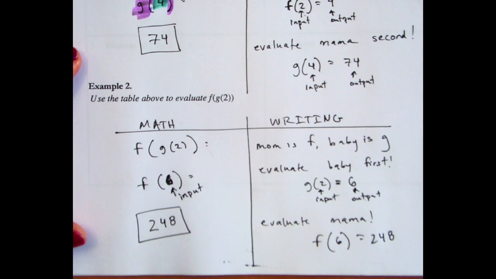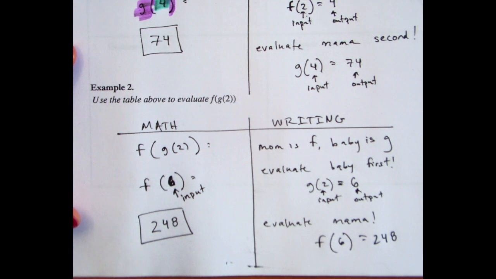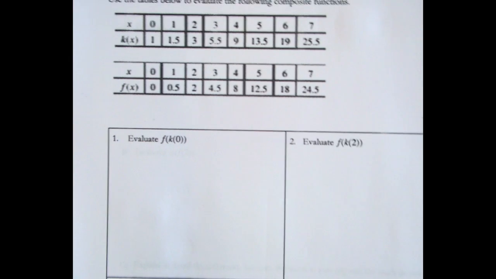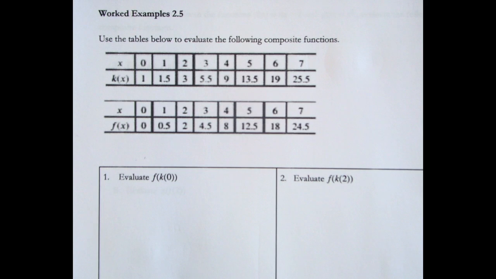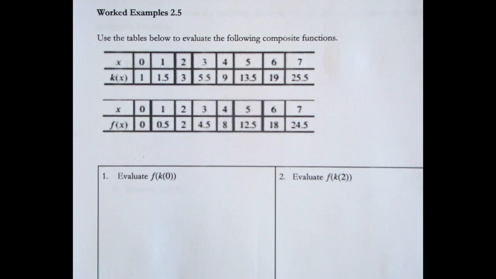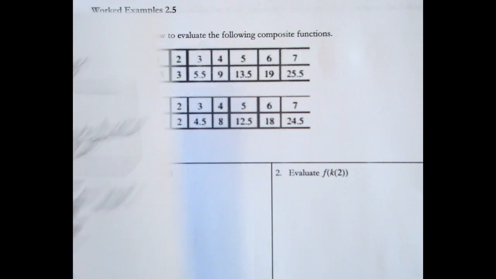What I would like you to do now is go ahead and flip to worked examples 2.5. You are going to try 1 through 4. The answer key is linked on the home page. Check your work as you go. Come back and refer to this video as needed, and remember to ask who is your mom, that you always go from inside to outside. So evaluate your baby first and your mom second. All right, good luck. Talk to you soon.